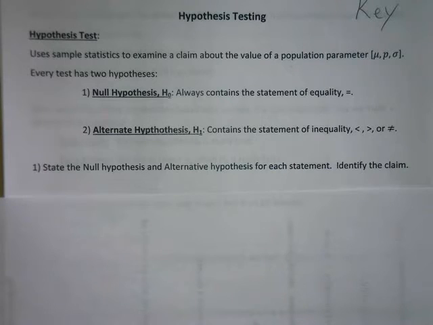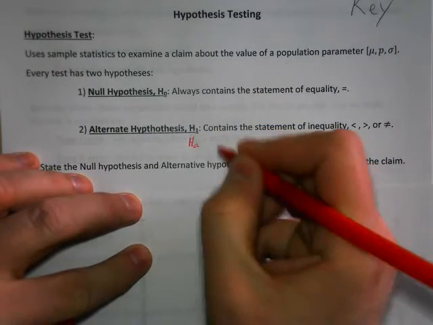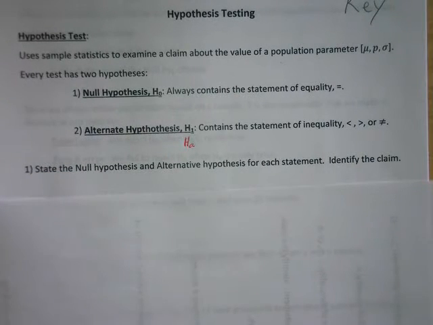The alternative hypothesis, or H1, sometimes HA, just depending on the book that you're reading. A stands for alternate, and that contains a statement of inequality, meaning the less than, greater than, or not equal to sign. And when we do actual examples of these, setting those hypotheses really isn't too bad once you get the hang of it. So, just giving a bunch of examples here, state the null hypothesis and alternative hypothesis for each statement, and identify the claim.